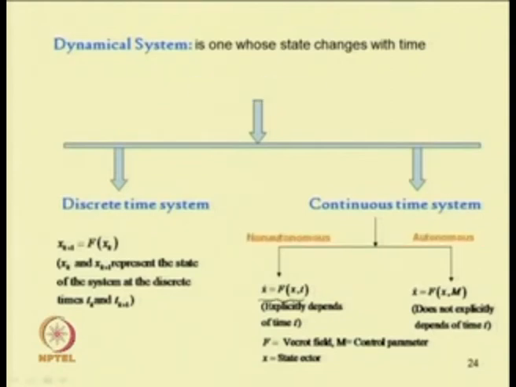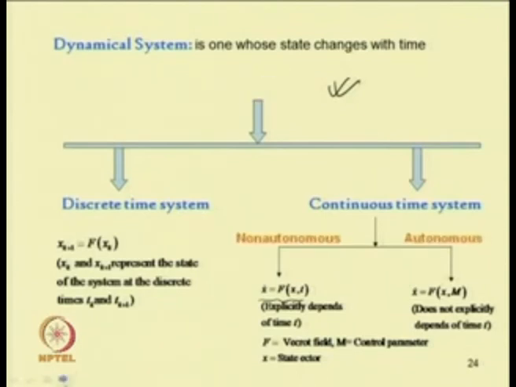So, f is the vector field, m is the control parameter, and x is the state vector. For a dynamic system, we can divide it into a discrete time system or a continuous time system. In a discrete time system, we can obtain the k plus 1th state from the kth state. In the case of the continuous system, we write the equation in this form, x dot equal to f(x, m), where m is the control parameter and f does not explicitly depend on time.